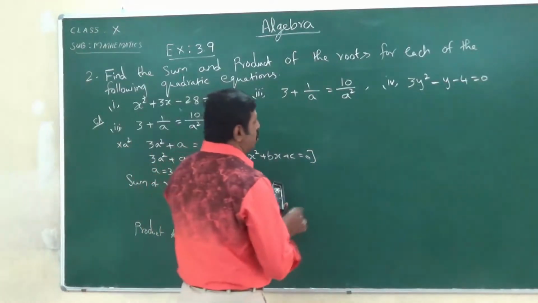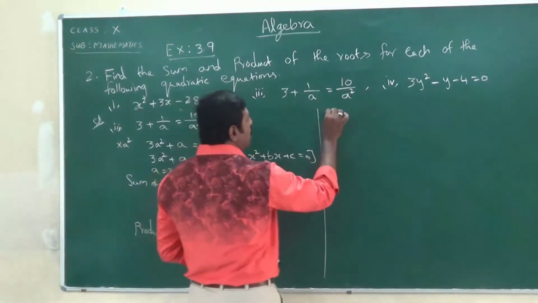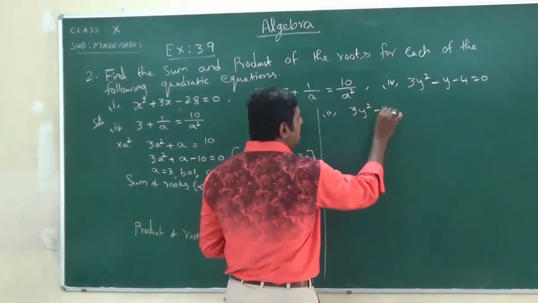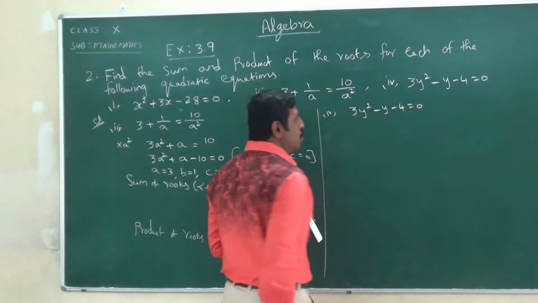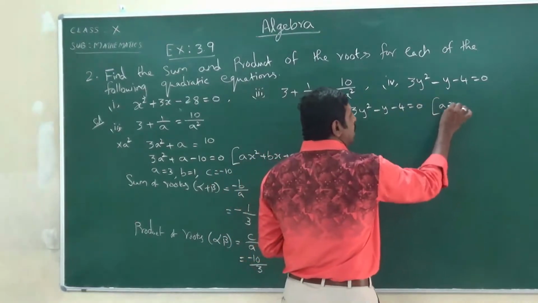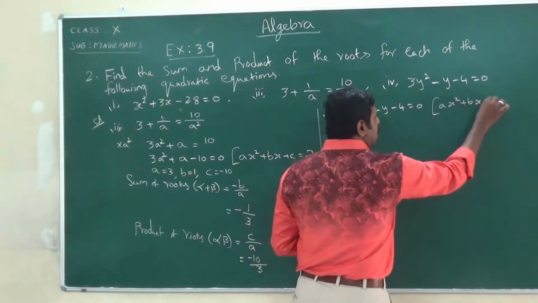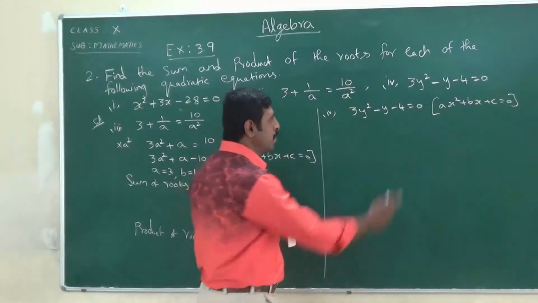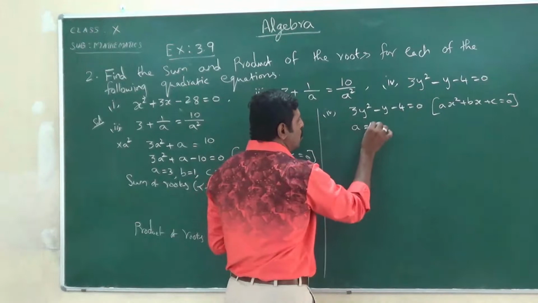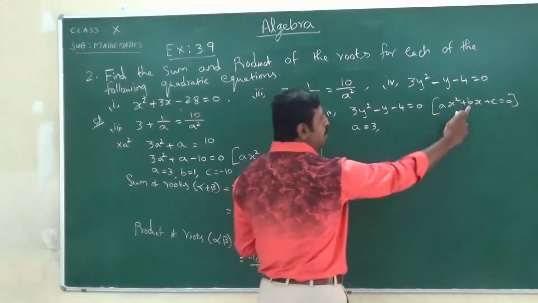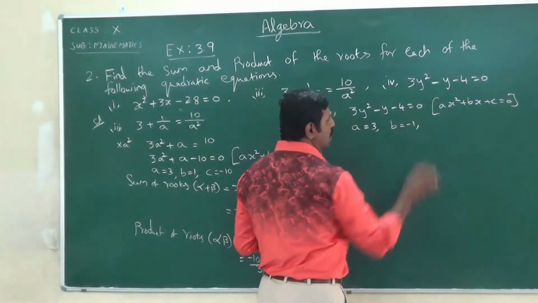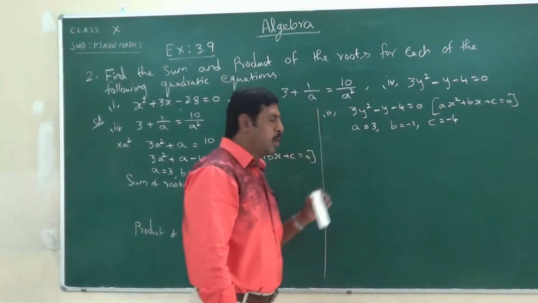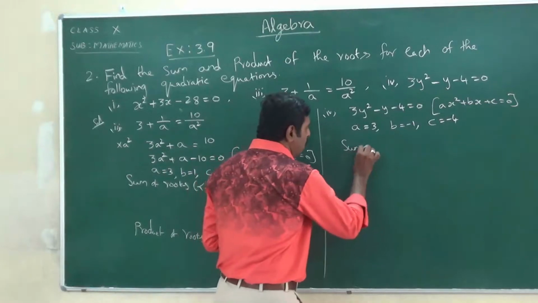Let's see the next Roman number, Roman number 4. Here we have 3y square minus y minus 4 equal to 0. Compare with ax square plus bx plus c equal to 0, the general form of quadratic equation. Here a is equal to 3 and b is equal to minus 1 and then c is equal to minus 4. Now we want to find out the sum of the root.